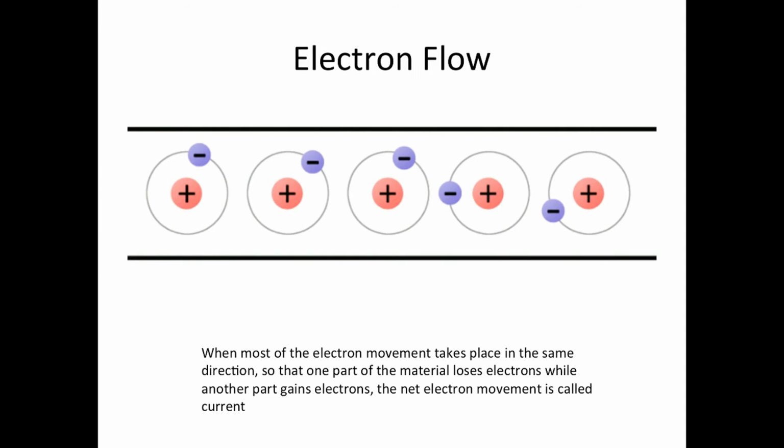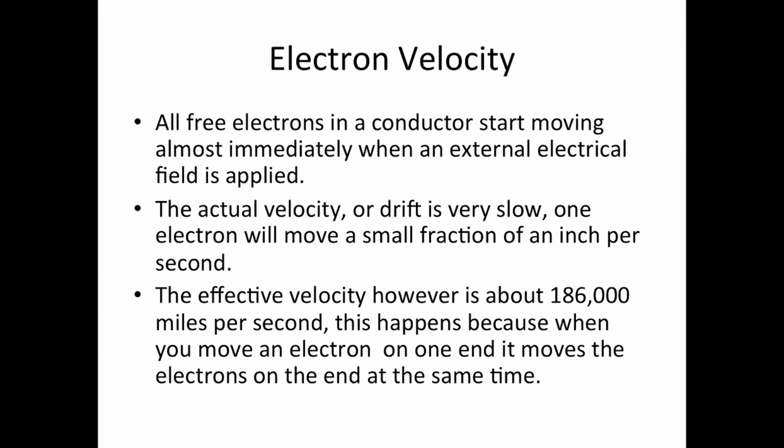That is current. How fast are they doing that? That would be the electron velocity. Now, all free electrons in conductors start moving almost immediately when you apply an electrical field. The actual velocity, or drift, is quite slow. Only one electron will move a small fraction of an inch per second. But the effective velocity is about 186,000 miles per second, which is pretty close to the speed of light. This happens because when you move one electron on one end, it bumps the other at the far end, so the net effect happens very quickly.